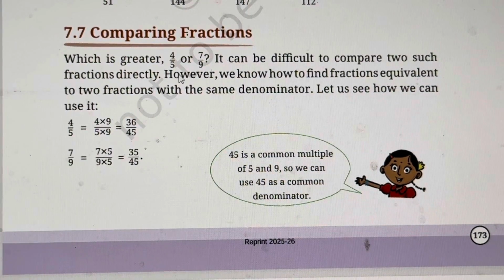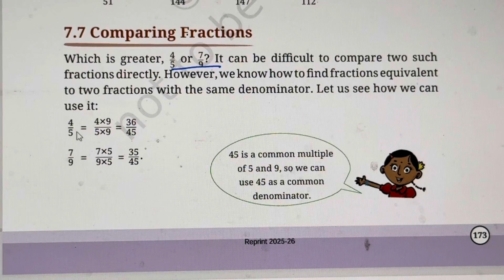So here we are supposed to compare which is greater, 4 upon 5 or 7 upon 9. Now it can be difficult to compare two such fractions directly because here neither the numerator is same nor the denominator is same. If the denominator is same, if we make it equivalent fraction, then it is easy to compare. So let us see how we can do it.